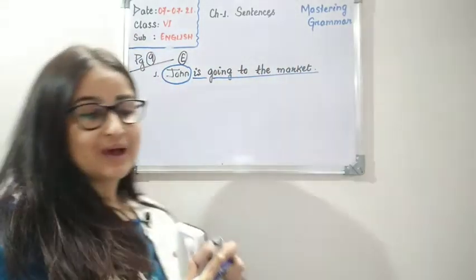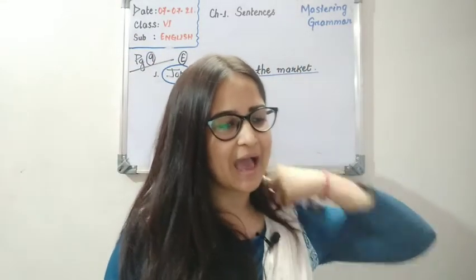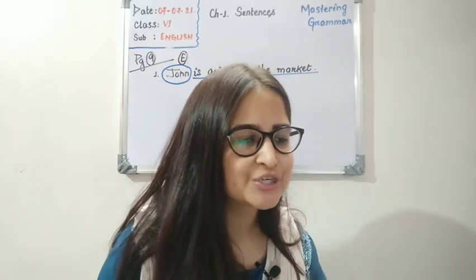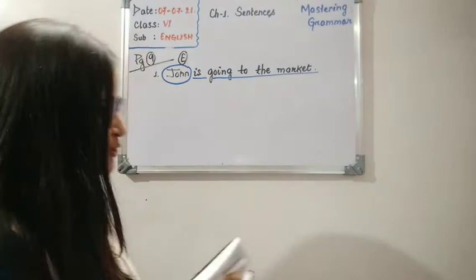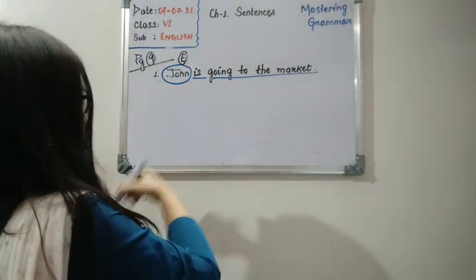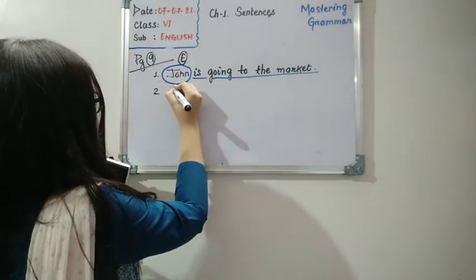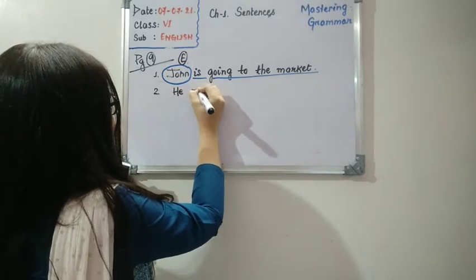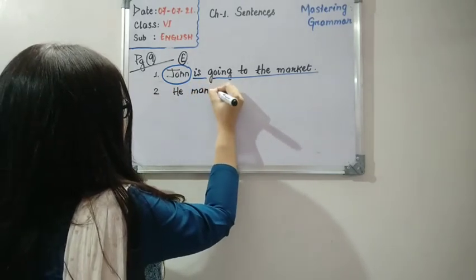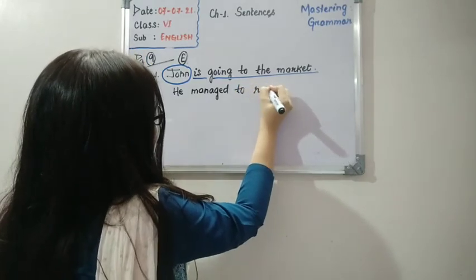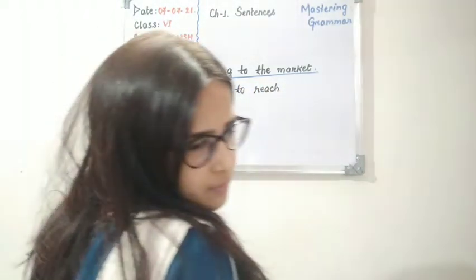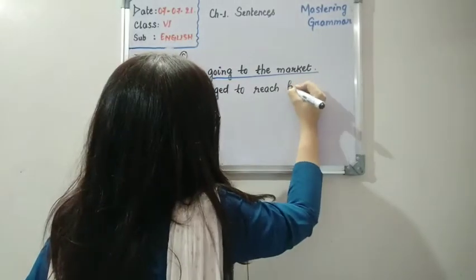Okay, children, now let's look at the other sentence we have. Number two: He managed to reach home on time.